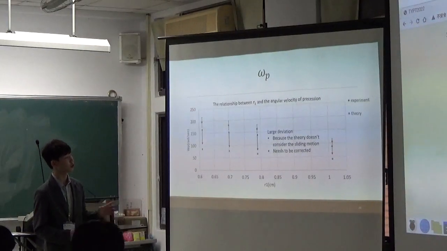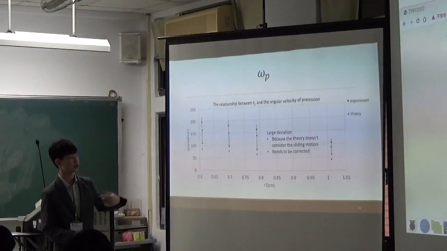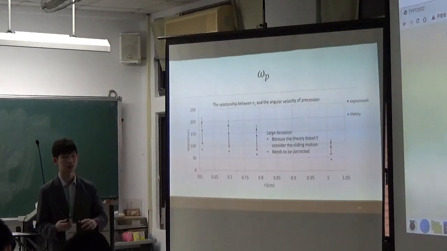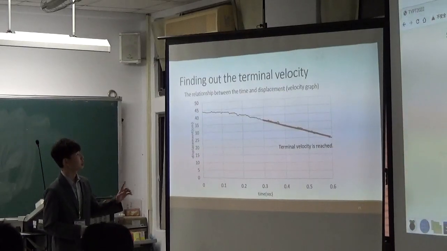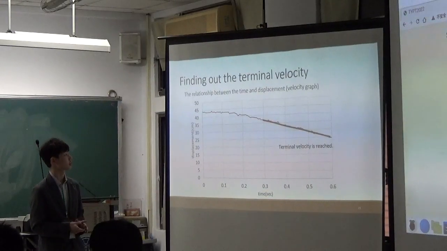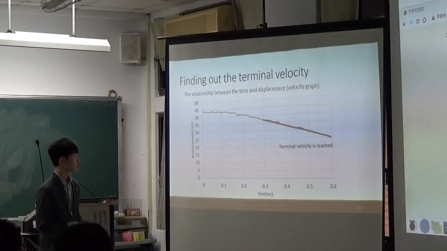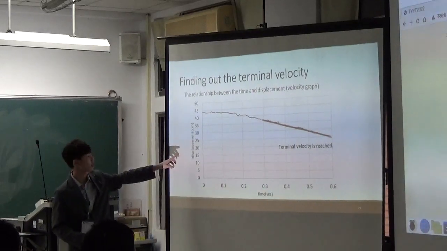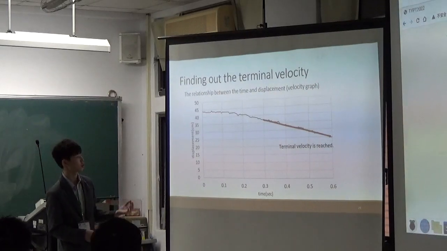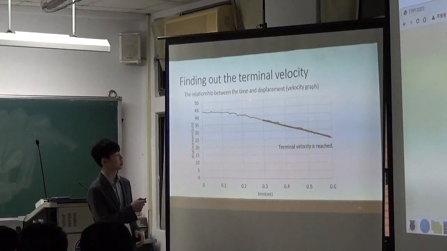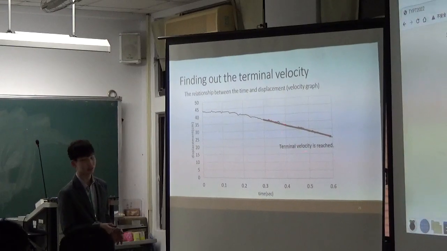And the next is omega p. So here is the relationship between R1 and the angular velocity of the precession, and its error is very big, and we think it's because of the sliding caused by the kinetic friction. And here is how we find the terminal velocity. We get this graph from the tracker, and we can see that when we start spinning it, its speed is small because its gradient is also small, and it will accelerate here until it reaches its terminal velocity, which makes its gradient stay the same all the time.